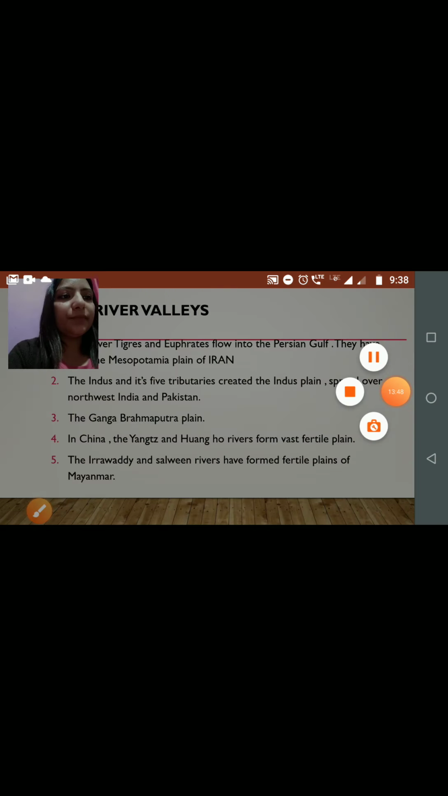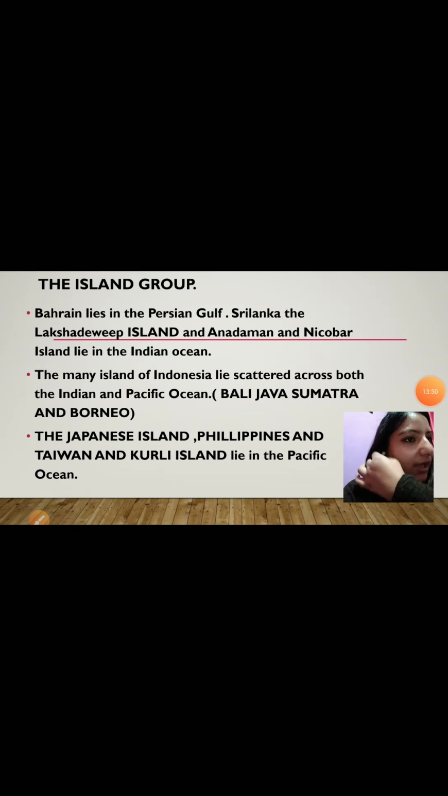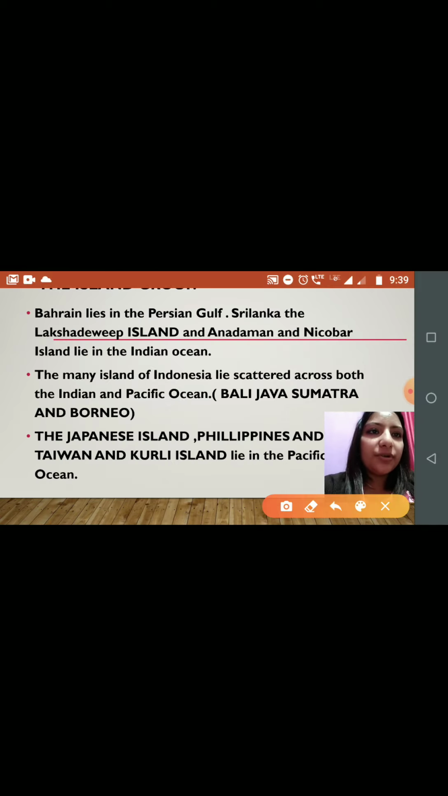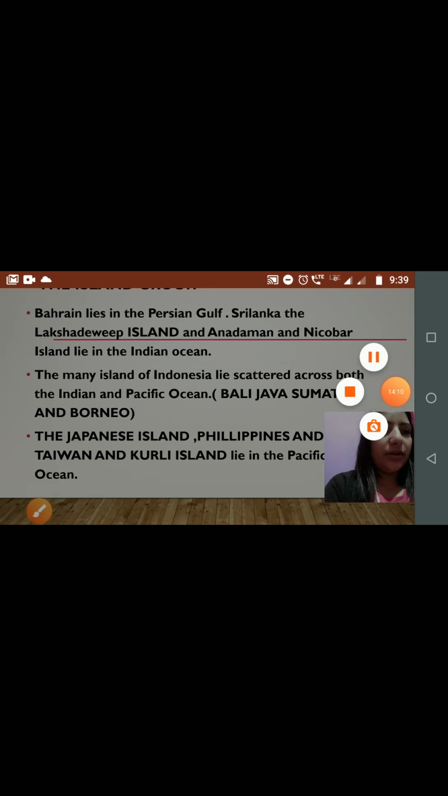Okay, next we have the island groups. Bahrain lies in the Persian Gulf, Sri Lanka, the Lakshadweep Islands and Andaman and Nicobar Islands in the Indian Ocean. Then we have, okay, I will explain this with the help of the map, which will be more convenient.